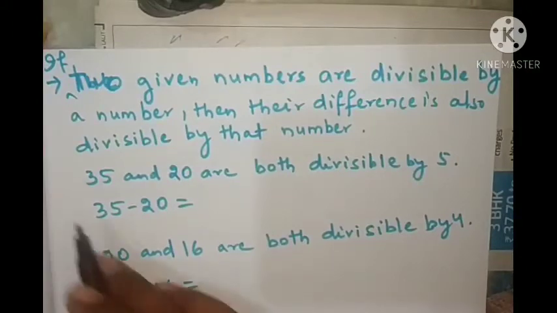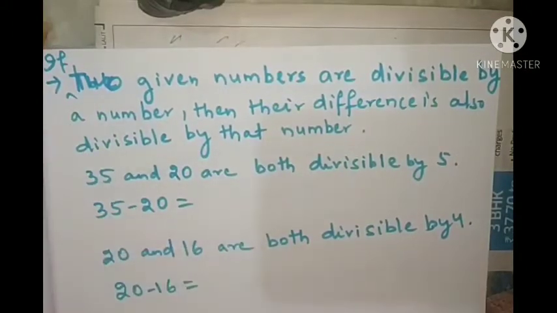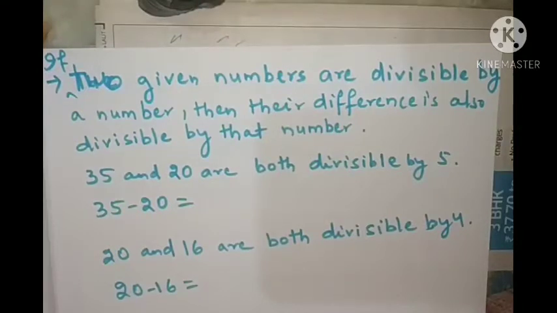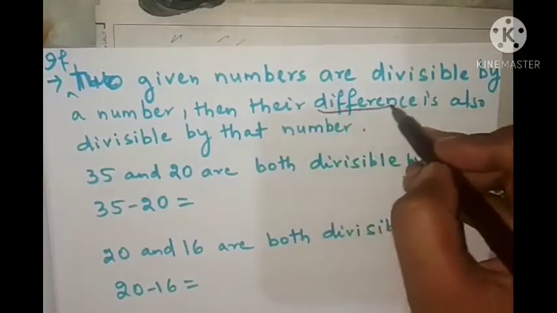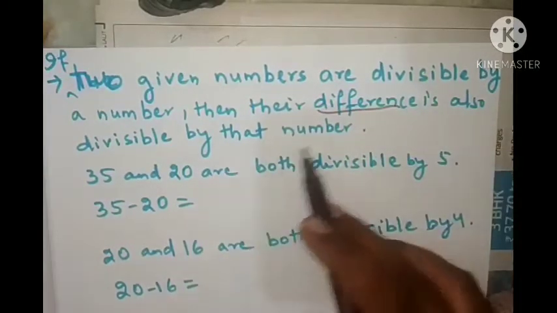Next is, if two given numbers are divisible by a number, okay, then their difference is also divisible by that number. The difference, when you are subtracting, that difference is also divisible by the same number.